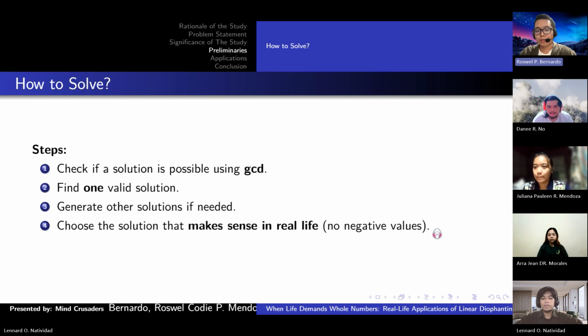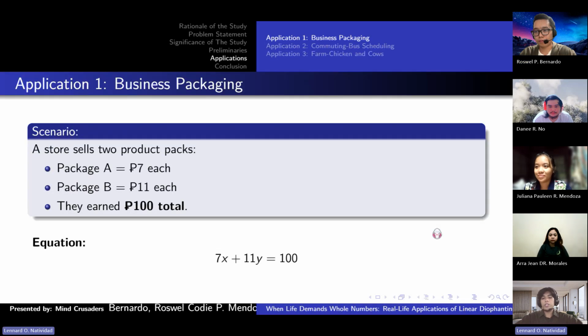To start the application process, here's Mr. Natividad to discuss applications 1 and 2. Thank you, Mr. Bernardo, for explaining how this part is going to be done. To start, in this business example, suppose the store earns money by selling two types of packages. Package A costs 7 pesos each, and package B costs 11 pesos each. The total amount earned is 100 pesos. So our equation to be used will be 7x + 11y = 100.